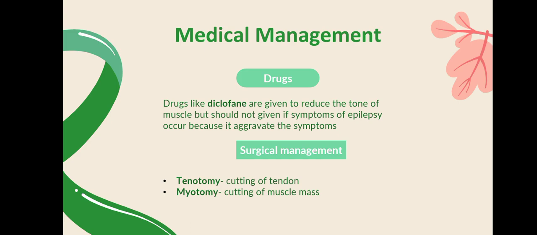The next is the surgical management. In surgical management, we do tenotomy or myotomy. Tenotomy is basically the cutting of the tendon. If the tendon is cut, then the muscle's tonicity is decreased. Myotomy is also the cutting of the muscle mass in order to reduce the hypertonicity.